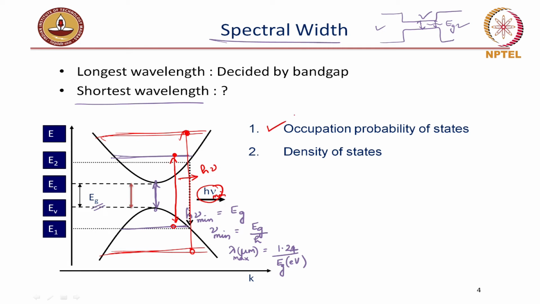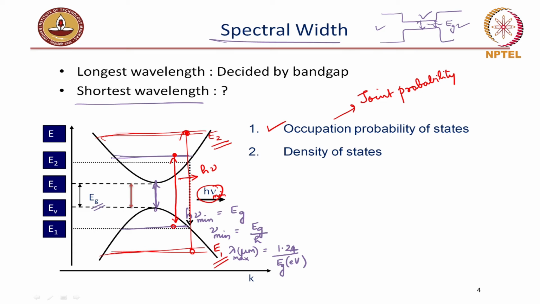So first is the occupation probability, and it is not just the probability of occupation of electrons in this state, let's say E2, and of holes in this state E1. You should have a joint probability of occupation. So what matters is the joint probability of occupation of this energy state E2 by the electron and E1 by the hole. Now, what decides the occupation probabilities?